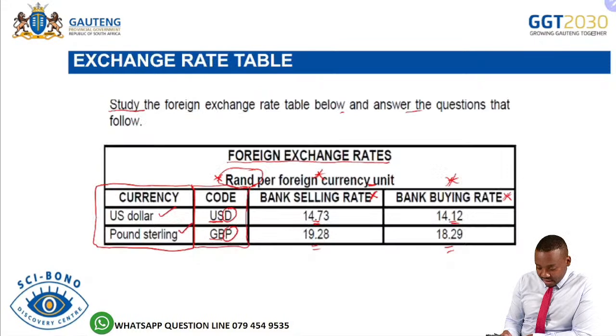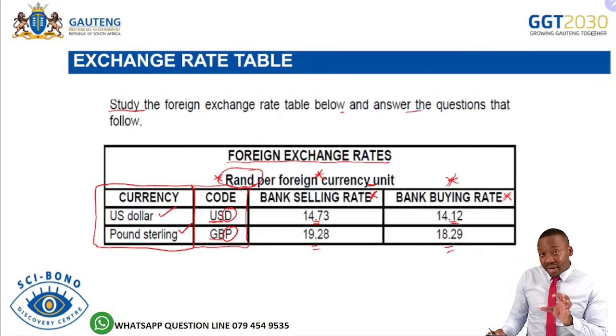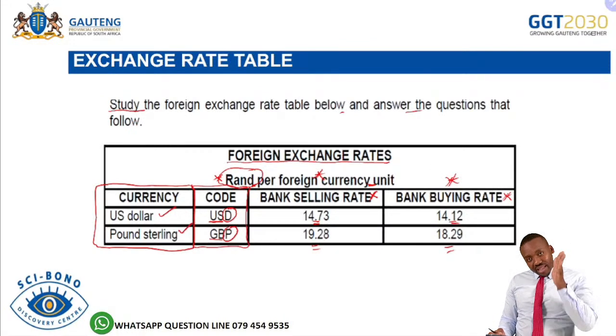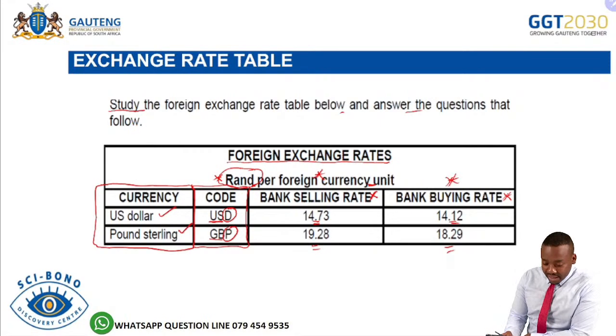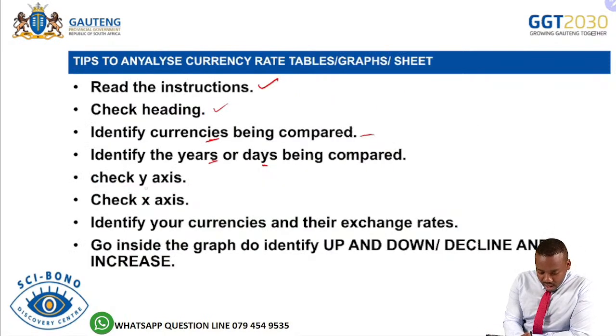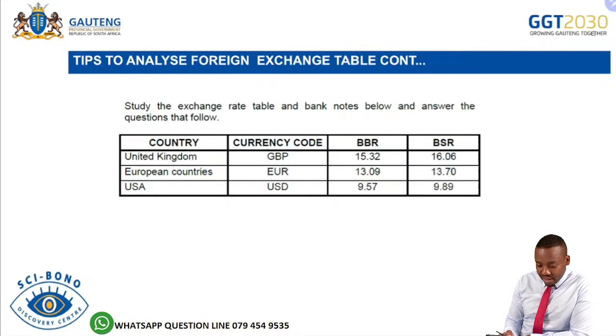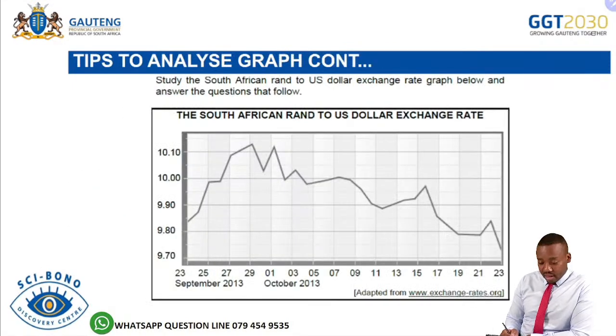Are we giving the dates? We are not giving the dates there, but in some graphs, you'll have a certain day being compared with another day. Check what you have on your y-axis and also what we have on your x-axis. This will be applicable when you are given a graph like this one, right? Where you have your title. Okay, I said first, here's the instruction. Then here is the title. We know they are comparing rand and US dollars. Then this will be your y-axis, and then this side will be your x-axis.